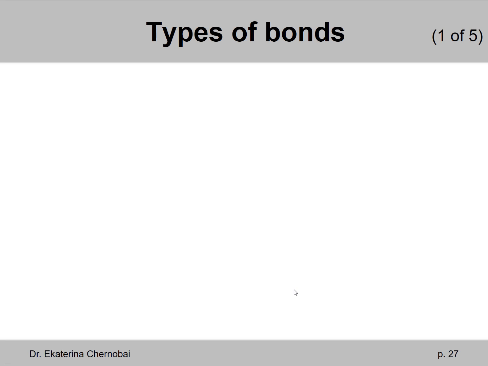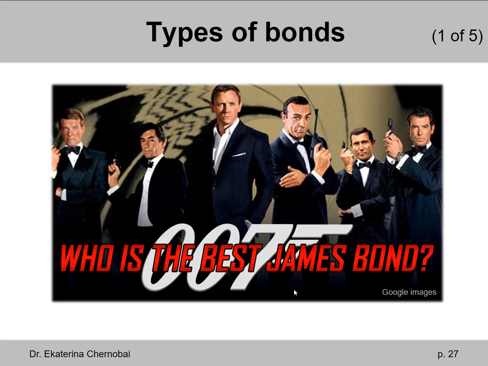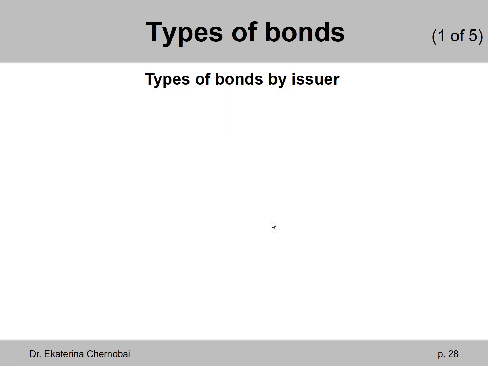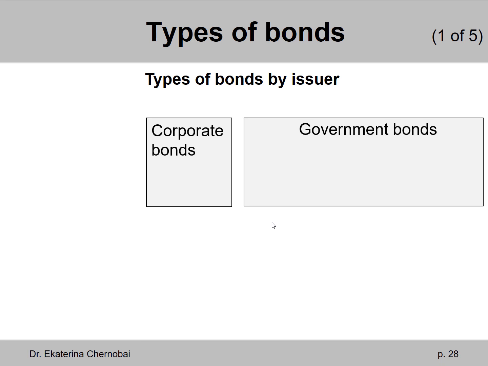Types of bonds. So let's look at different types of bonds. But of course, we're not going to be talking about James bonds, but instead corporate bonds or government bonds. So bonds can be of different type. On this slide, I'm summarizing the types of bonds by issuer. Who may issue a bond? A corporation or a government. So there are corporate bonds, there are government bonds.